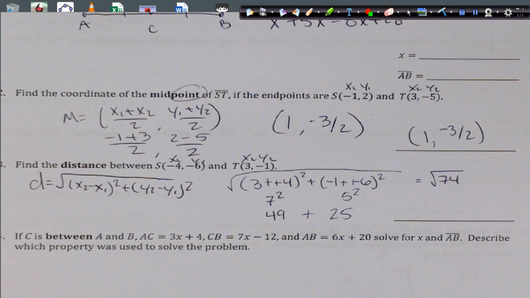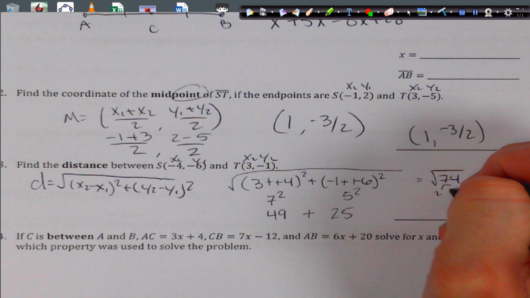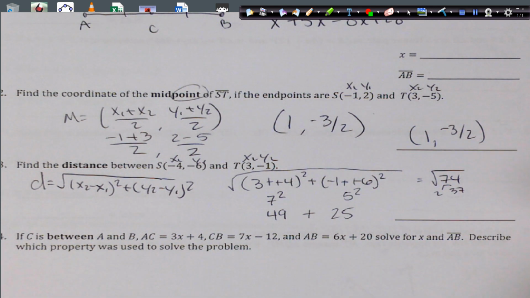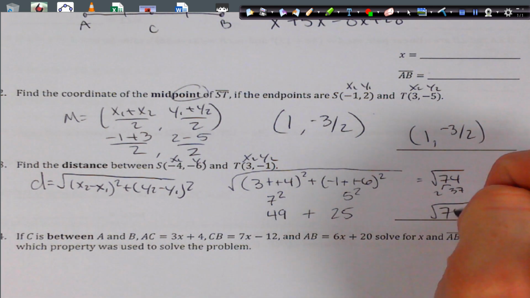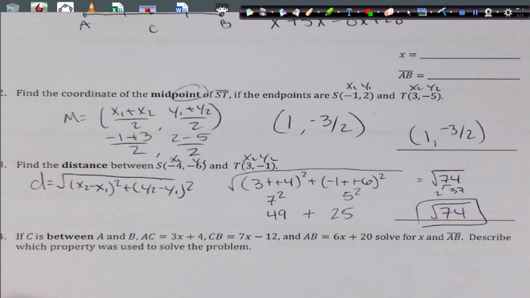And we want to see if we can reduce that, and it breaks down to 2 and 37 if we try and break this down, but 37 doesn't break down, so we actually can't break this any further, so we just leave it as the square root of 74. I said 34, I think.